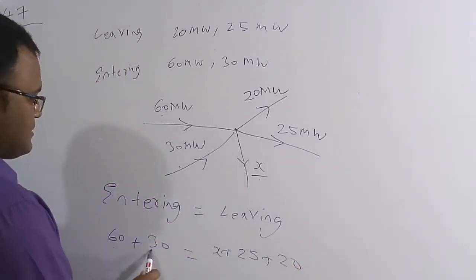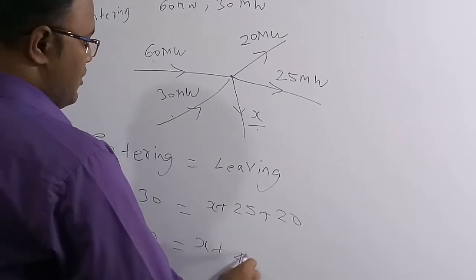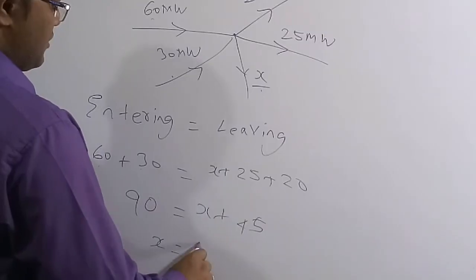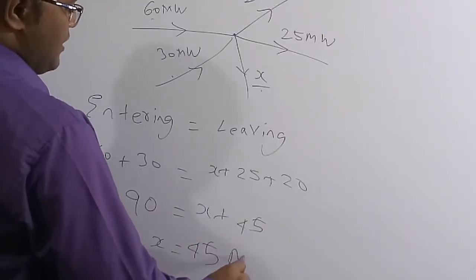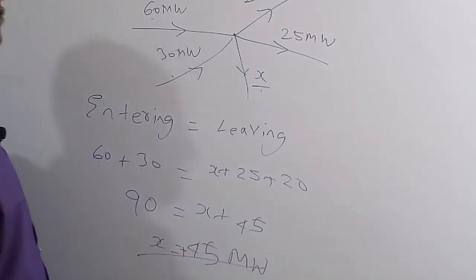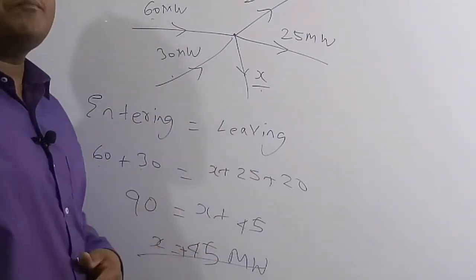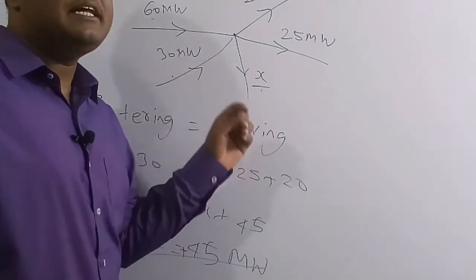So 60 plus 30 is equal to 90, which is equal to x plus 25 plus 20, which is nothing but 45. So x is equal to 90 minus 45, which is equal to 45 megawatt. We got a positive sign, which means our assumed direction is correct. If it is negative, our assumed direction is wrong, but here we got x equal to plus 45, so our assumed direction is correct.